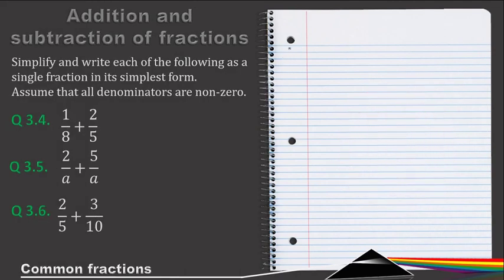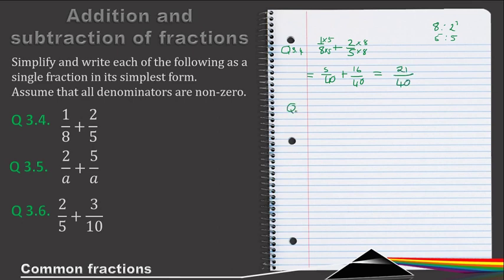Question 3.4. I have 1 over 8 plus 2 over 5. My lowest common multiple between these two is 8 times by 5, because if I break 8 up, it's 2 to the power 3, and 5 is just 5, so that's 2 to the power 3 times by 5. So this is then going to say times 5 times 5. Over here I say times 8 times 8. And then I have 5 over 40 plus 16 over 40. And this is then 5 plus 16 gives me 21 over 40.